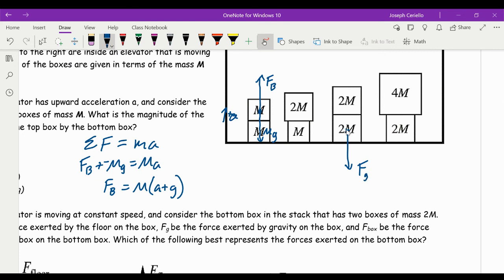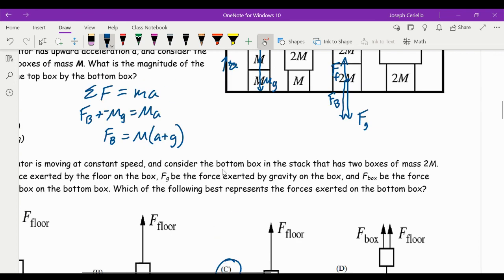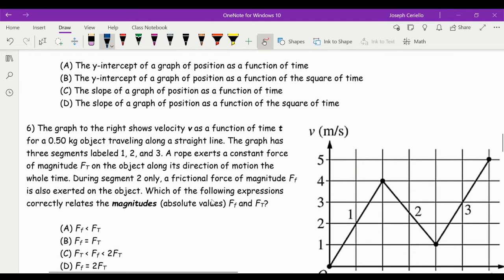The floor is certainly pushing up on the box, F floor, and it looks like the top box is going to be pushing down on it. So this would be the force of the top box, FB. I did not draw this to scale, but you should have one force upward, the floor, and two forces downward, the force of the top box on the bottom box and the force of gravity. So our answer here would be this choice here. Notice that those are drawn to scale because these two forces downward should equal the force going upward because it is at equilibrium, it's at a constant speed.